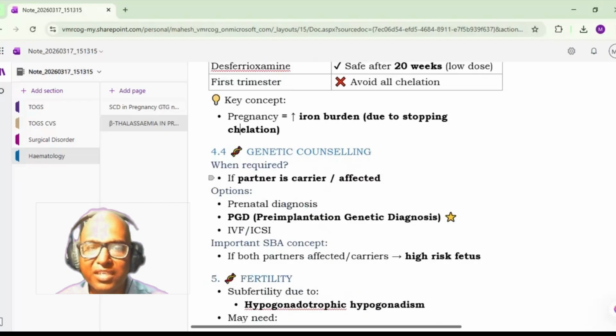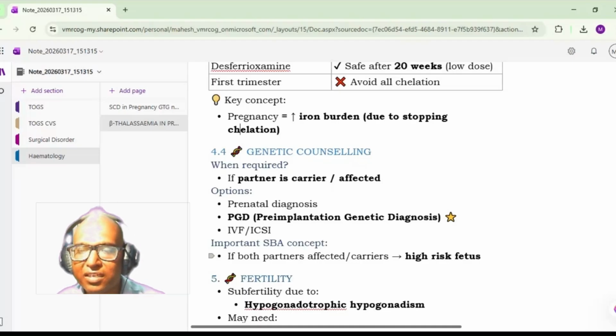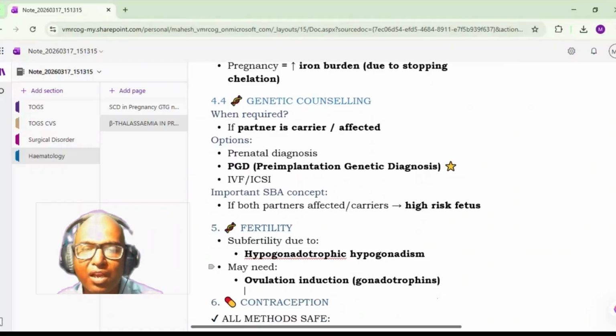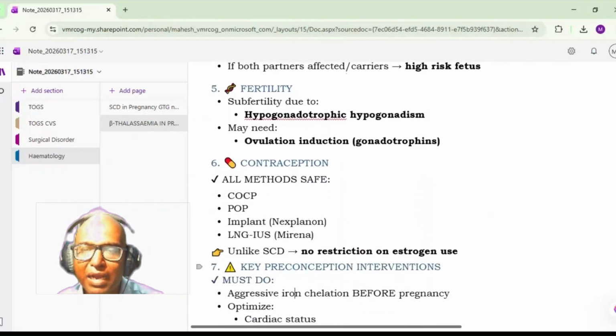What genetic counseling is required? If the partner is a carrier or affected, in that case prenatal diagnosis and pre-implantation genetic diagnosis are required, and IVF with ICSI is to be suggested. If both partners are affected, the risk of having an affected child is high. So if the partner is a carrier or affected, we need to offer prenatal diagnosis and pre-implantation genetic diagnosis with IVF and ICSI.